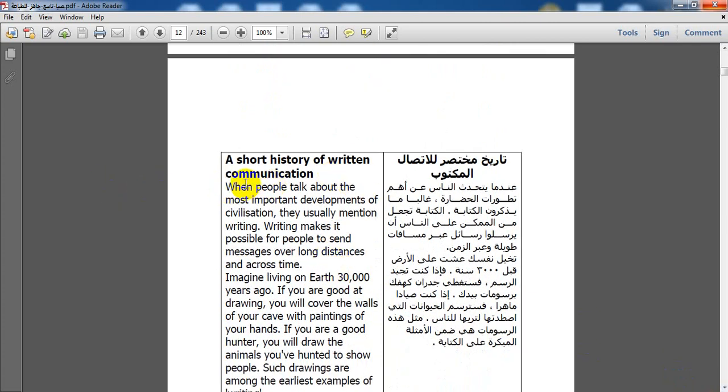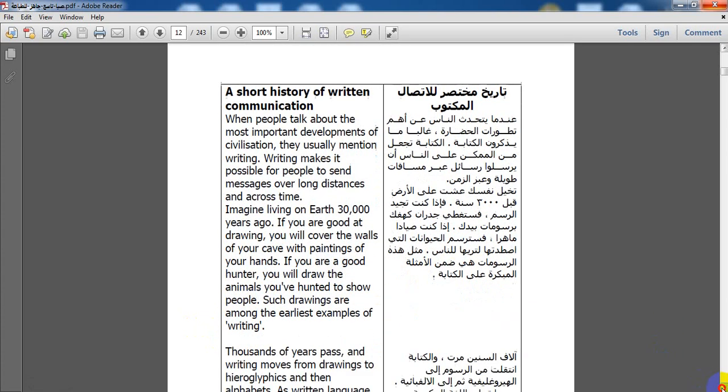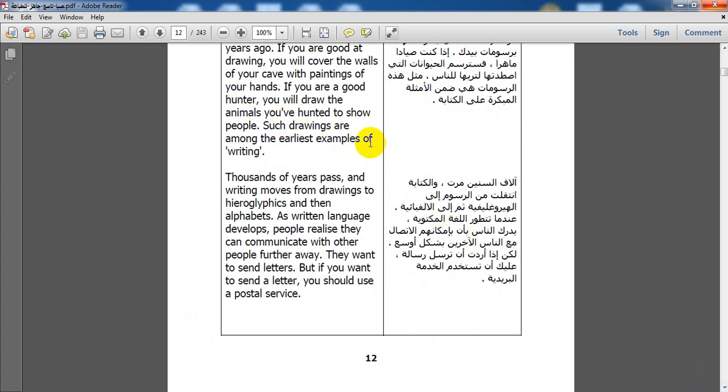A short history of written communication. When people talk about the most important developments of civilization, they usually mention writing. Writing makes it possible for people to send messages over long distances and across time. Imagine living on Earth 30,000 years ago. If you are good at drawing, you will cover the walls of your cave with paintings of your hands. If you are a good hunter, you will draw the animals you've hunted to show people. Such drawings are among the earliest examples of writing.